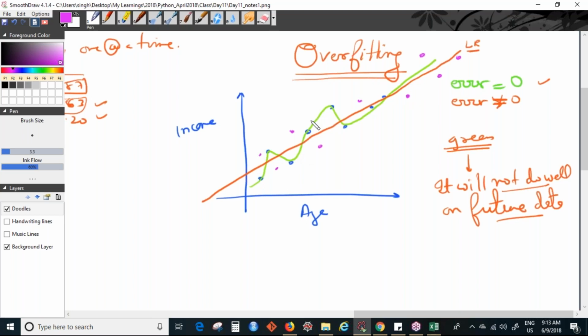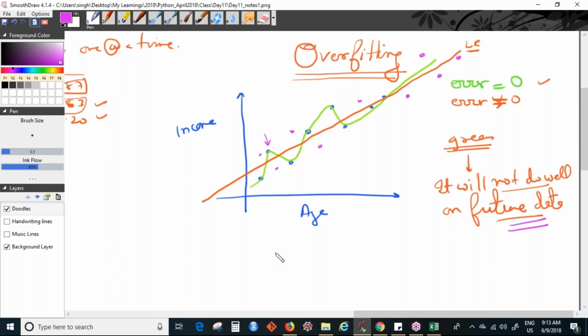See the green one, it is going to this point only because there is a point here. In the future data there might not be a point somewhere here. Right now it went up only because there was a point here. If there was no point here, it would not have gone there. So it is overly complex. It is too complex, so it will not do well in the future data. But the red one will.